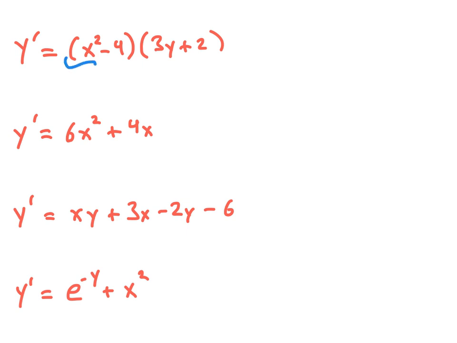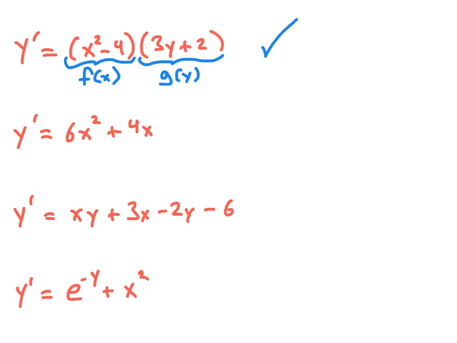The first function here is a function of x. We have x squared minus 4. There's no y involved there, so that's a function strictly of the variable x. The second factor, 3y plus 2, is a function of y only. There's no x involved in that term. And so this equation on the right-hand side is already given to us in this form of a function of x multiplied by a function of y, and so this equation is separable.